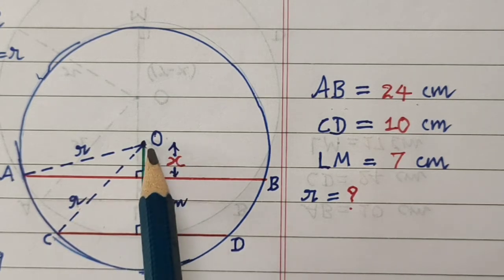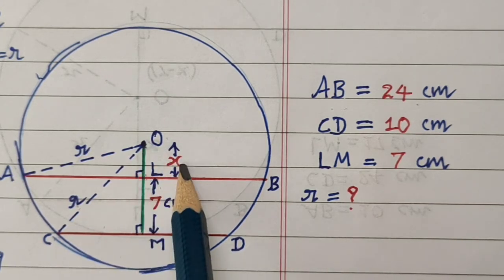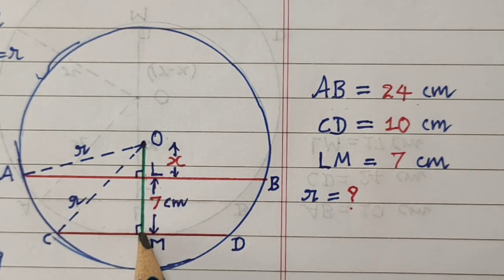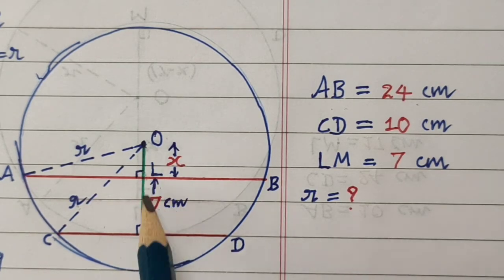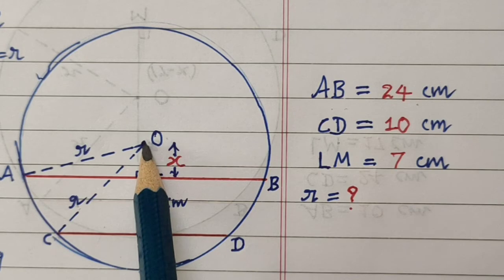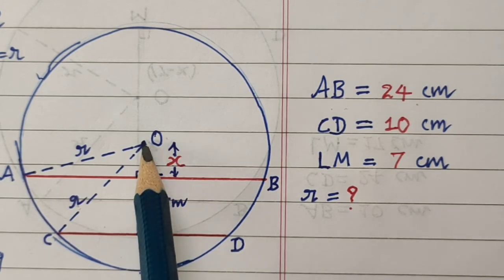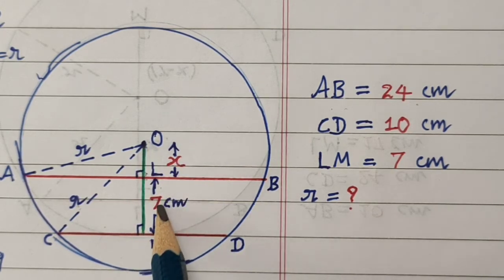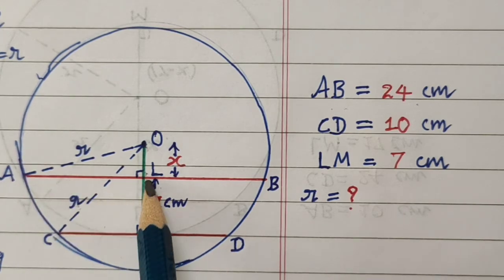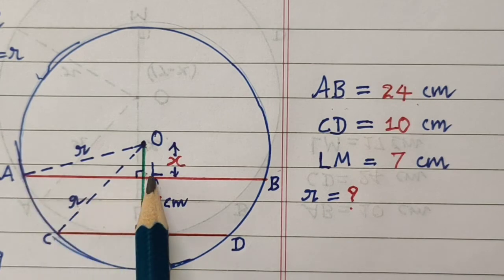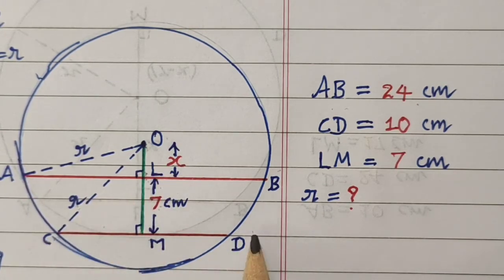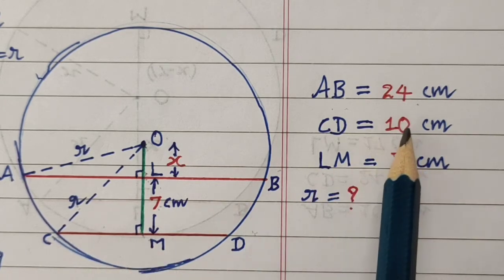For this, take the length OL as X. Then this length will become X plus 7. For the Pythagoras theorem, we have taken this as X, and this is going to be X plus 7. AL is equal to half of AB. AB is 24, so half of AB is 12 centimeters. CM is half of CD. CD is 10, therefore CM is equal to 5 centimeters.